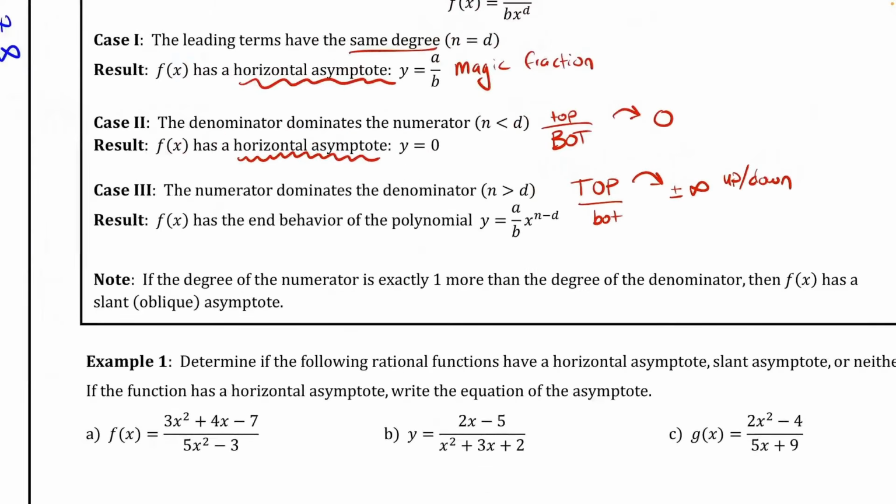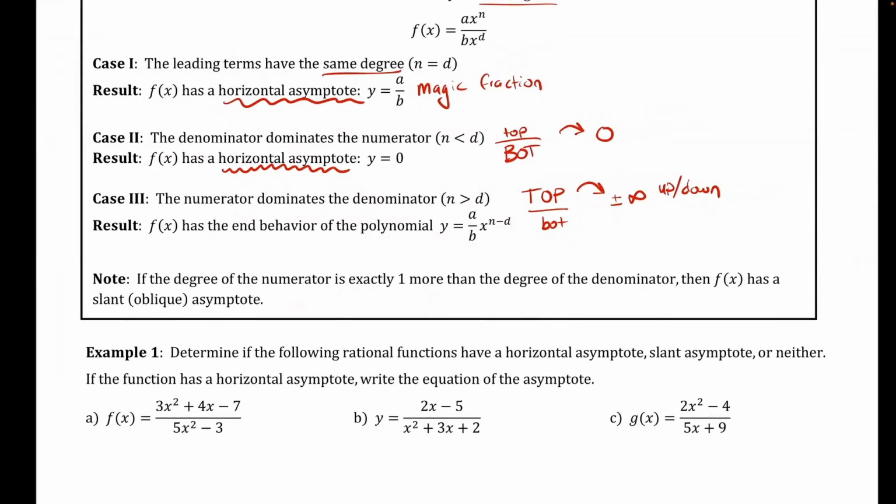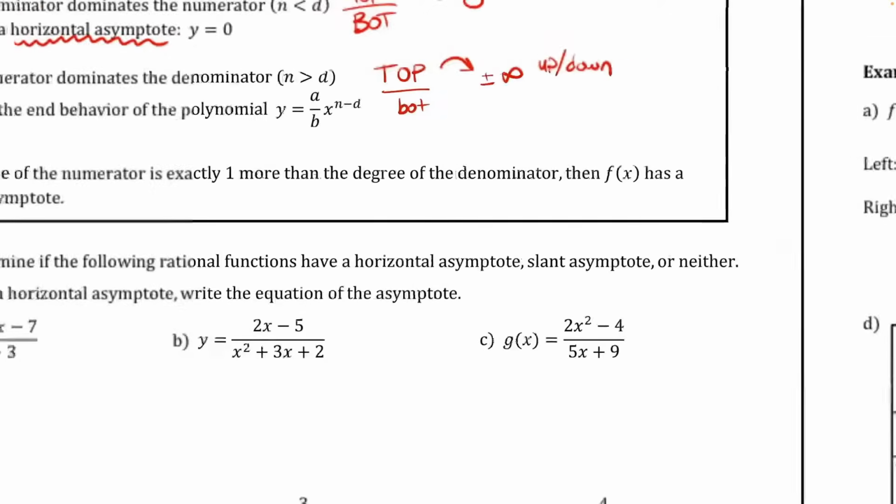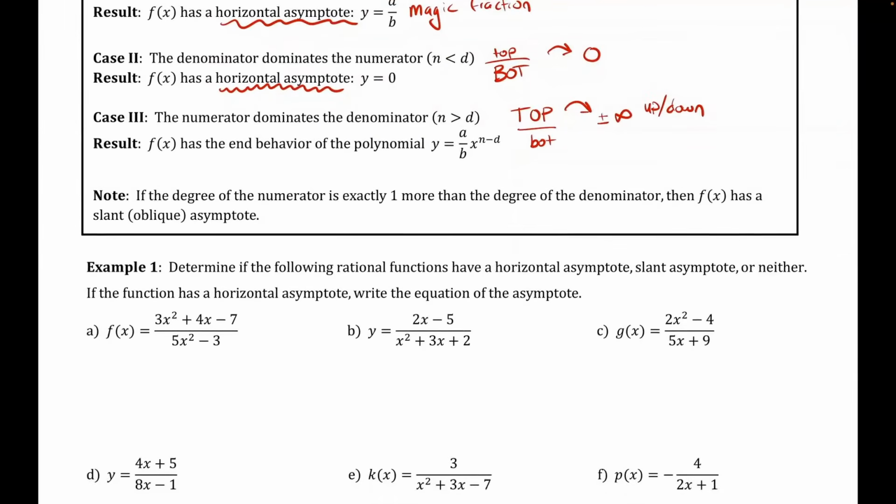And then this is kind of a cool thing that I haven't really taught that much before, but it's nice to know this. Whenever your numerator is exactly 1 degree bigger, it would look something like this. Everyone take a peek and see. This is a power of 2, this is a power of 1. 2 is exactly 1 bigger than 1. The numerator beats the denominator by 1. Whenever that happens, you get something that has a slant asymptote. Instead of having a horizontal asymptote, the asymptote goes like that. I'll show you more about that on the back, but I'm saying that now.